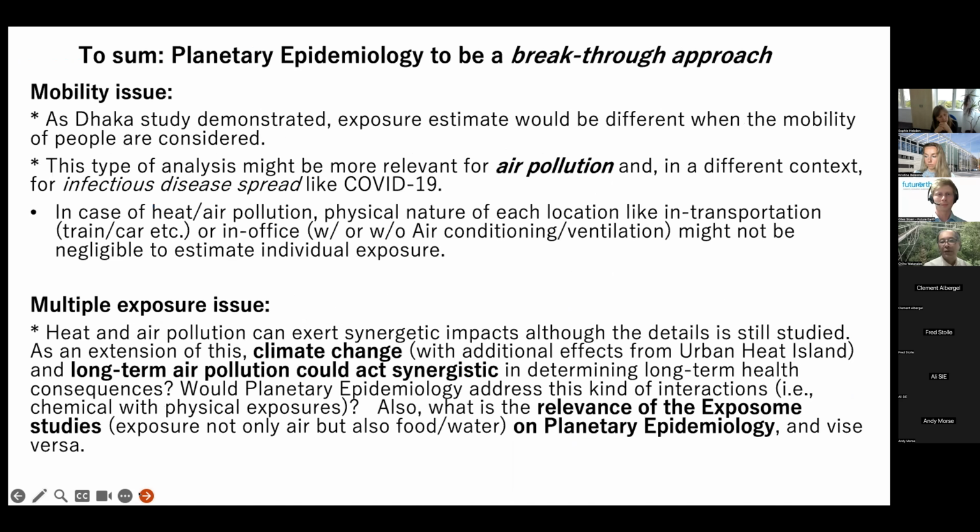Just summarizing up, I think the mobility issue has some hint for how to combine the various kinds of observations, and also the multiple exposure issue, multiple exposure to chemicals, is probably another headache for planetary epidemiology.